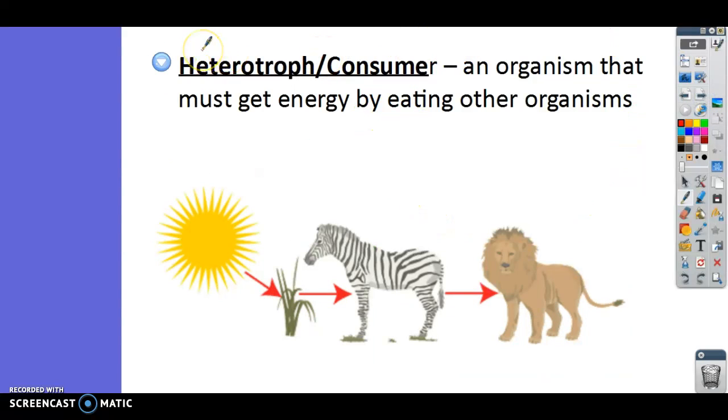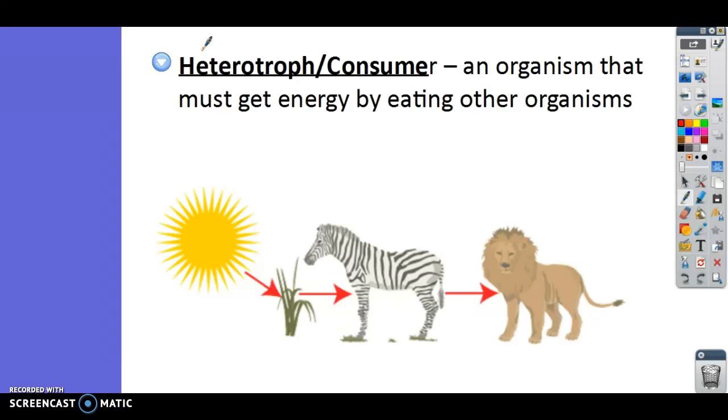Now, a heterotroph or a consumer is an organism that has to get energy by eating other organisms. So we are heterotrophs, or we are consumers. Why? Because we can't go lay out in the sun and make our own food just from laying in the sun like plants can do. We have to eat other things. So we have to eat plants, we have to eat meat from animals.